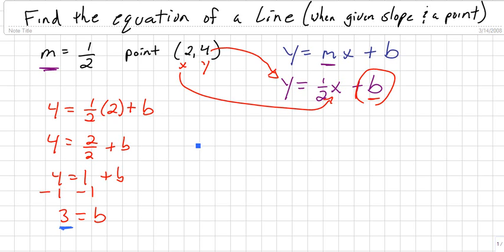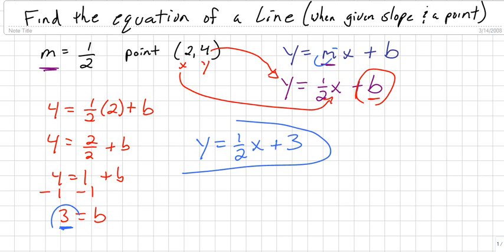So when I go back to find the equation of the line, I put it back into y equals, now my m we know we have is 1/2. My x is my x, and now I found out the b value. The b value in this case is 3, so it's going to be plus 3. So there is the equation of a line that passes through a point 2, 4 and has a slope of 1/2. So all it is through is straight substitution through.